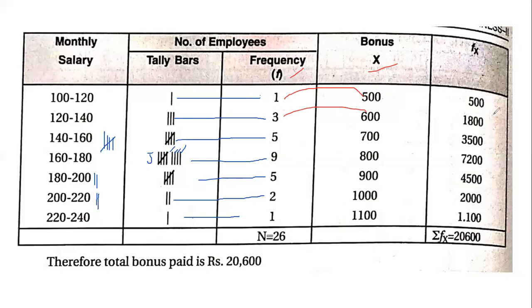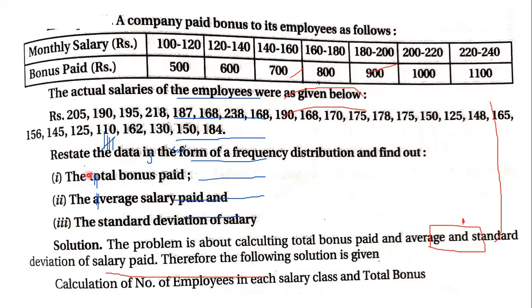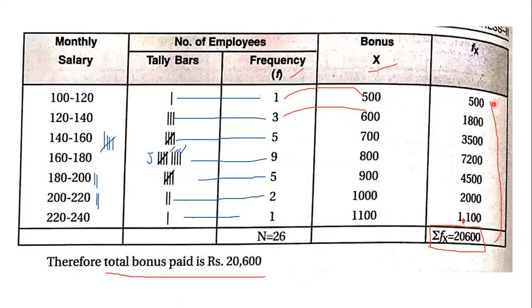Now, when you total all this Fx, this is not 1 point, this is just 1100. When you add up everything, you get a total of 20,600. So 20,600 is the total bonus paid. If you observe the question, the first one asks us to find out the total bonus. So the total bonus is here, that is F into X, 20,600.